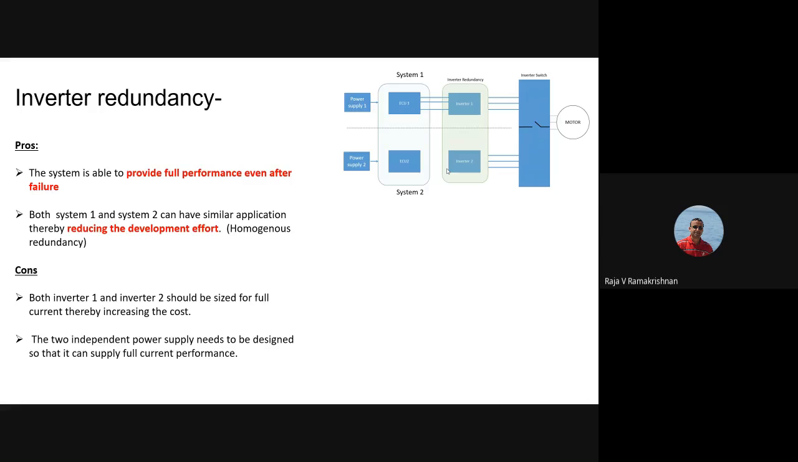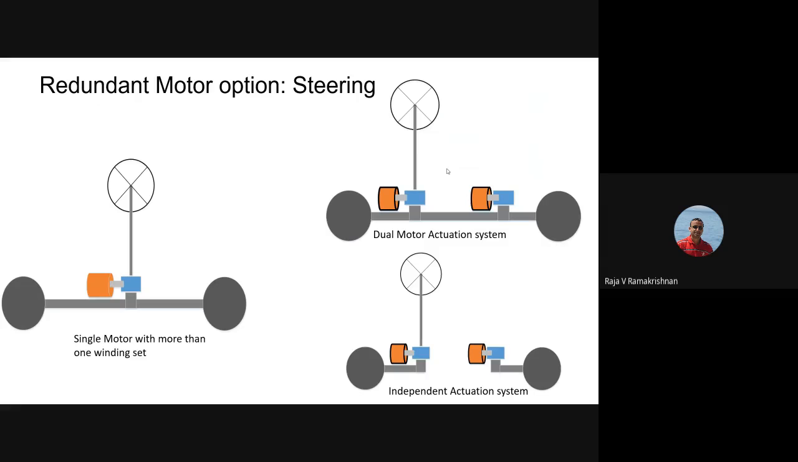Now, this is one type of architecture where people are going for full autonomy, because you get full performance even after a failure. That is the biggest pro for this kind of architecture. Now, what do you do for the motor? Is there a better way to do it for the motor?